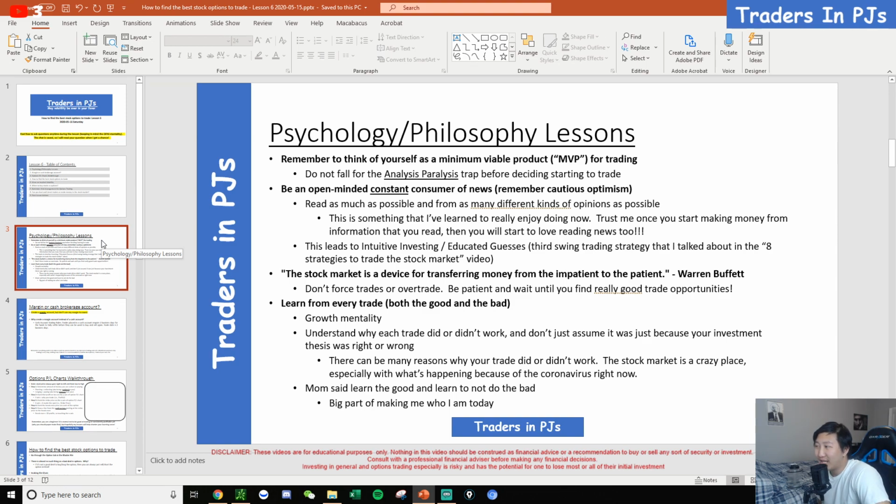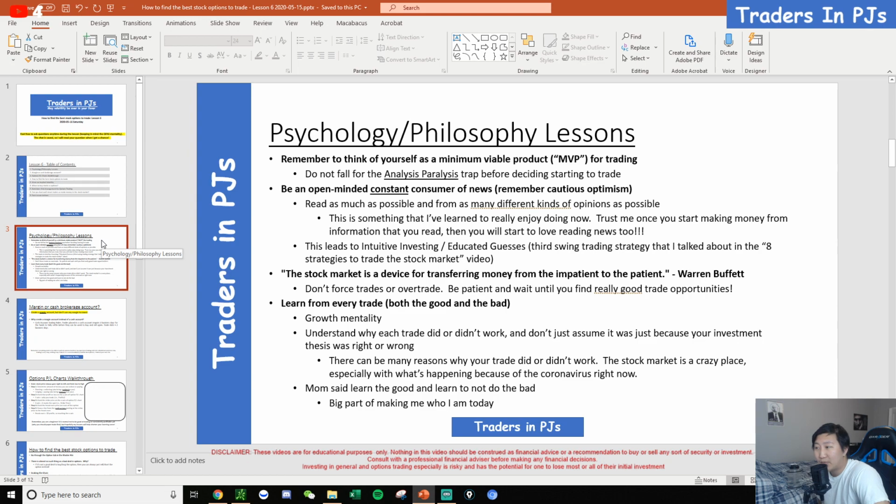Don't force trades and be patient. There are plenty of great opportunities in the stock market to trade. Learn from every trade, both the good and bad. This is really good for a growth mentality. Understand why each trade did or didn't work, and don't just assume it was because your investment thesis was right or wrong. There can be many reasons why your trade didn't work. The stock market is a crazy place, especially with what's happening with the coronavirus right now.